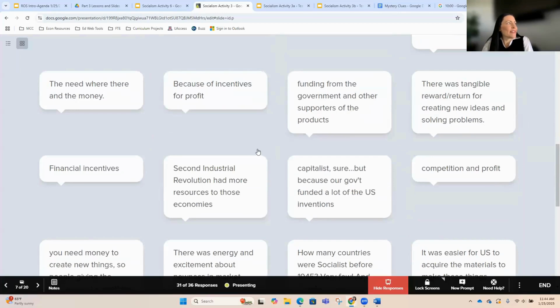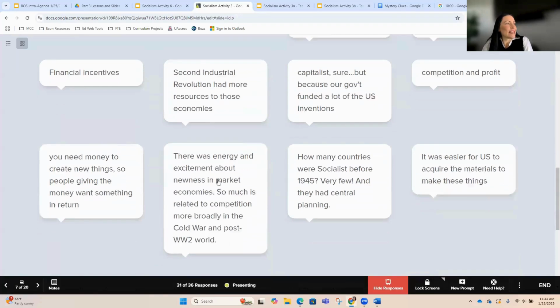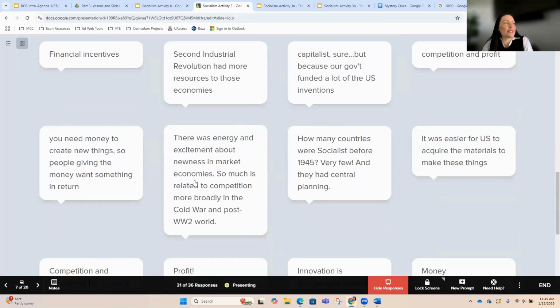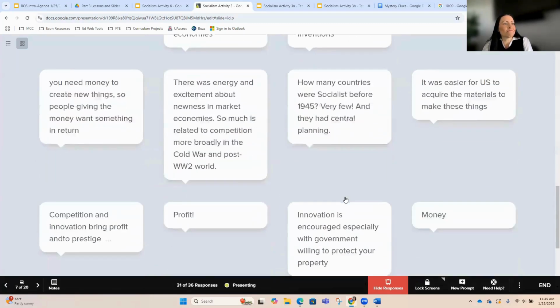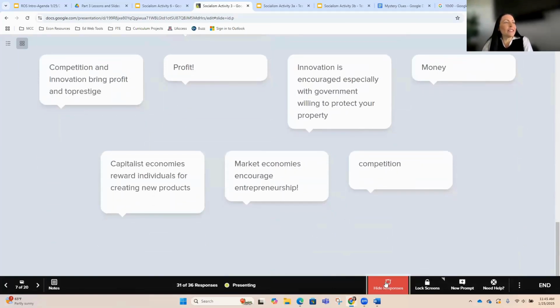What else we have here? The need, and the money, because of incentives for profit, competition and profit. Here somebody says capitalist, sure, but because our government funded a lot of the US inventions. Let's see, there was energy and excitement about newness in market economies. So much is related to competition more broadly in the Cold War and post-World War II era. Money, market economies, entrepreneurship. Okay, very helpful.